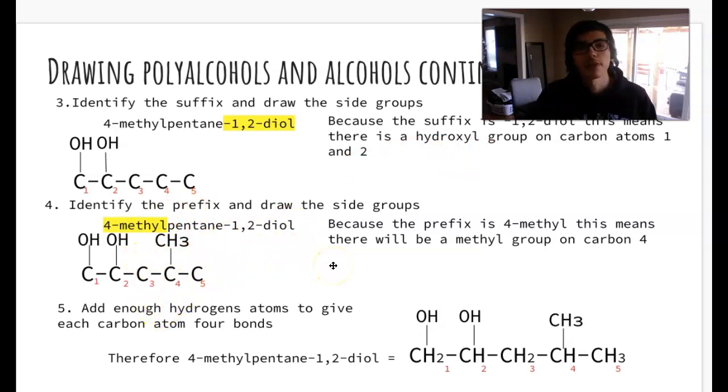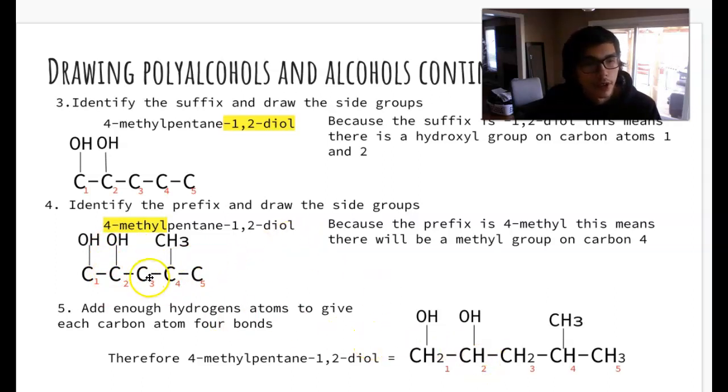The final step in drawing polyalcohols and alcohols, after you have identified your root, your suffix, and your prefix, is you want to add enough hydrogen atoms to give each carbon atom in the carbon chain 4 bonds. If we look at the compound over here, we'll see that this carbon atom only has 2 bonds, so therefore it's going to get 2 hydrogens. The second carbon in the chain has 3 bonds, so it only gets 1 hydrogen.